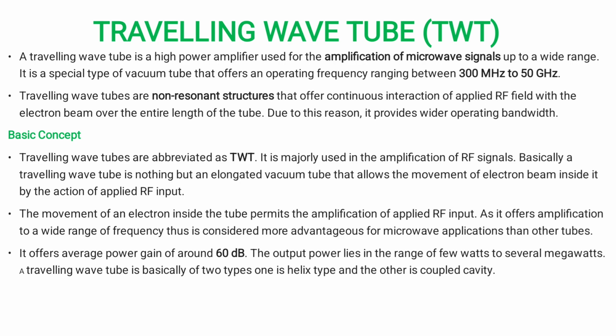This is considered more advantageous for microwave applications than other tubes, and it offers an average power gain of around 60 dB. The output power lies in the range of a few watts to several megawatts. A traveling wave tube is basically of two types: one is the helix type and the other is the coupled cavity.